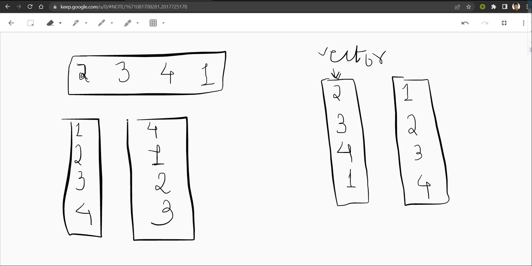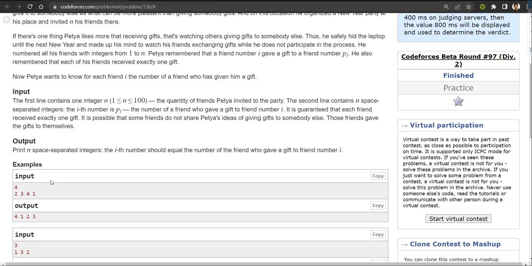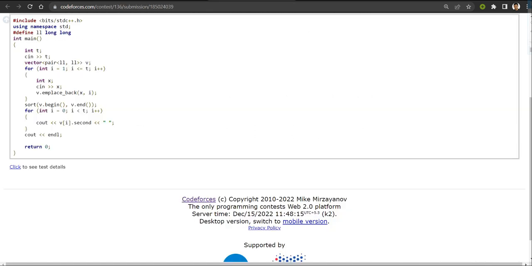Now what we have to do is simply print the second element of each pair. This will be our final answer: 4 1 2 3. Yes. So let's move to our final part, that is the code.